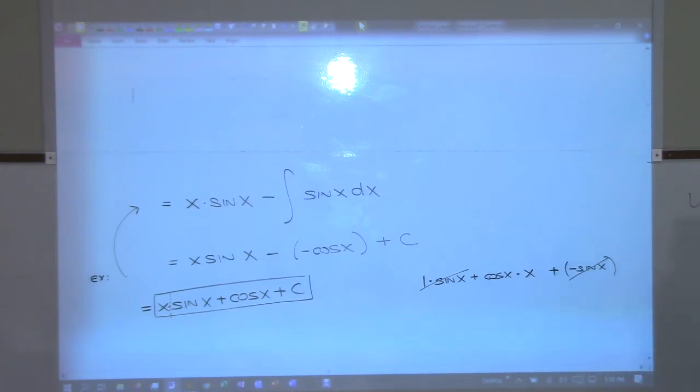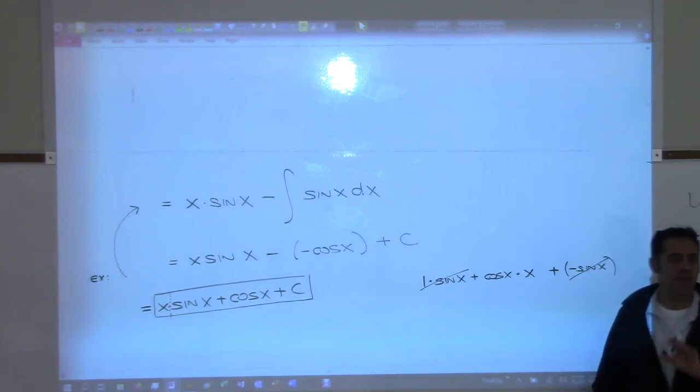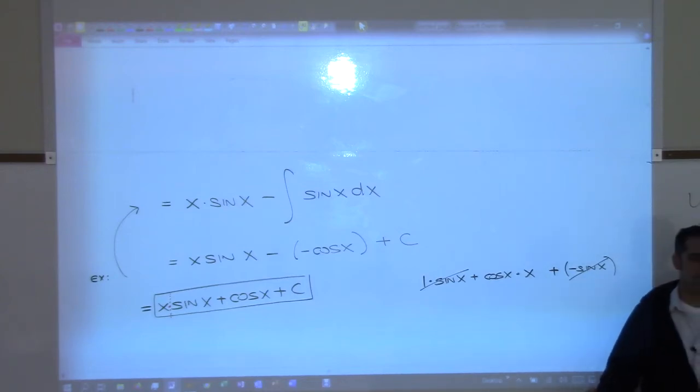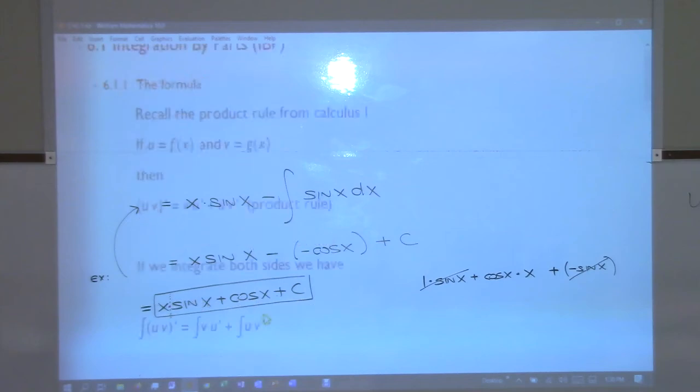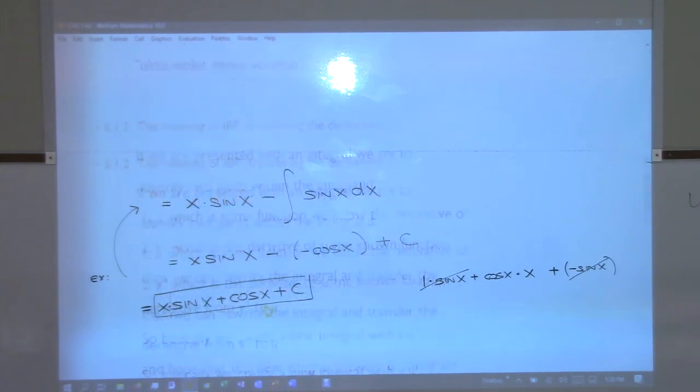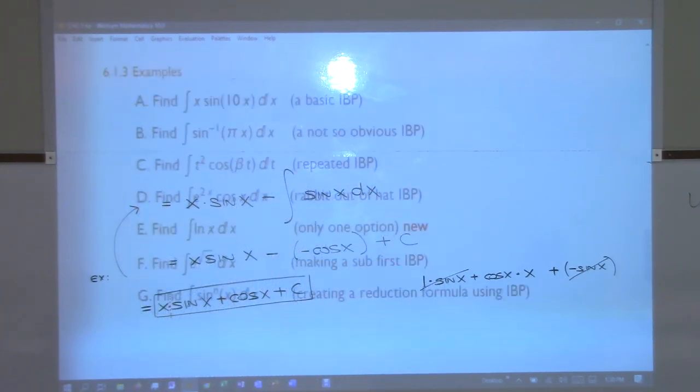Transferring the derivative is what we're doing. Transferring it, hoping for a better looking integral, something we can handle. Anyone have any questions? Okay, I have all of these examples that I want to work through.